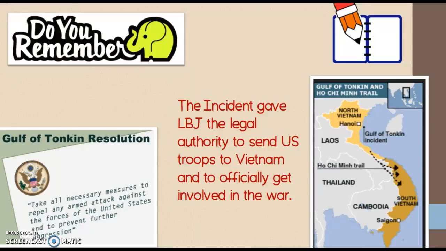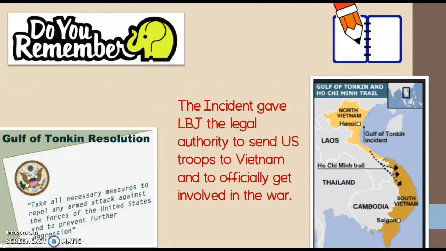Up until that point, in order to get involved in a conflict or a war, the president can't do that on his own. Only Congress can approve the United States involvement in a war. But if we are attacked by someone first, then the president has the right to send troops and get involved. And that's what happened with that Gulf of Tonkin incident.